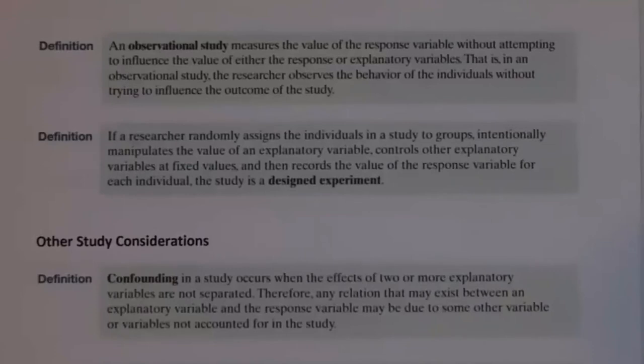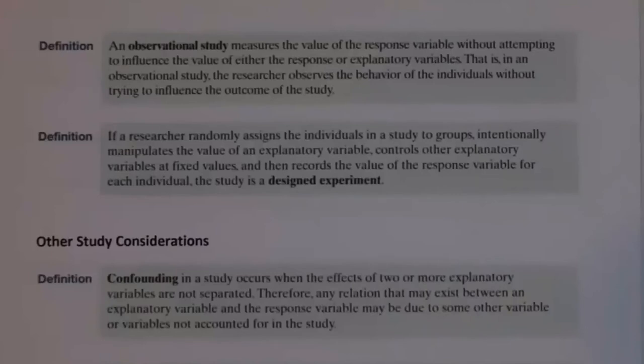I do want to say one thing just to be absolutely clear about it. Sometimes when I've asked that specific question on tests, I find that students have some misconceptions. In an observational study, sometimes what students say is that the researcher doesn't interact with the people being studied. And that's not necessarily true. That doesn't have to be true. It's okay for the researcher to interact with the individuals. They just aren't supposed to influence the values of the variables.